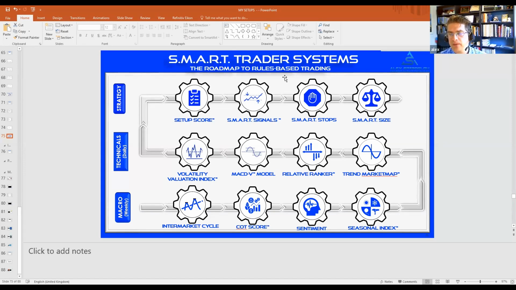So this is my macro background. These are the four factors I use, and I've systematized and quantified these so they provide a very rules-based framework for deciding if a market is bullish or bearish. Got it. Okay.